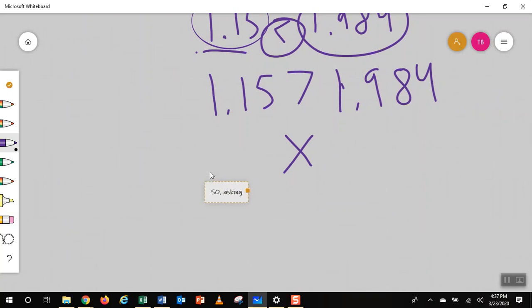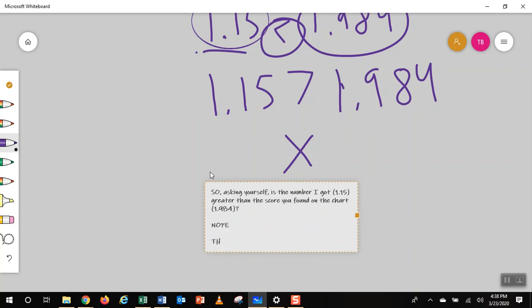So, asking yourself, is the number I got, in this case 1.15, greater than the score you found on the chart? In this case, 1.984. And we say nope, it's not. Therefore, we can't conclude that we got it right.